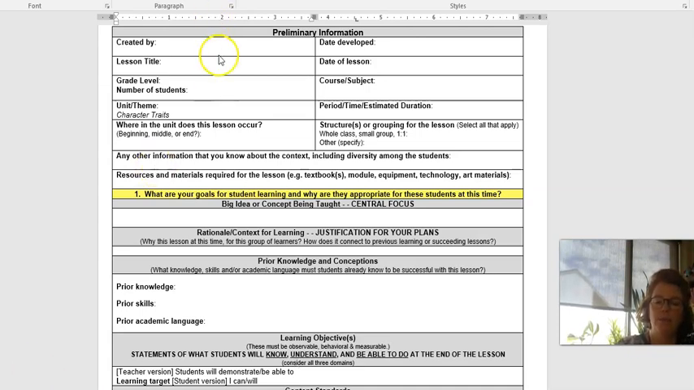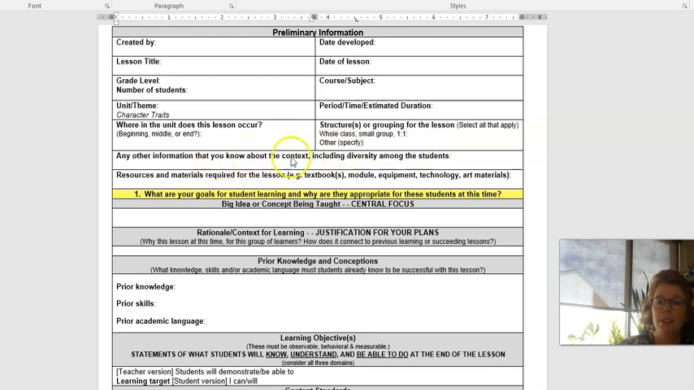So under unit, I'm not going to fill in the things which are obvious, but under unit themes, I have character traits. And we would say it's maybe a 30-minute lesson. It would maybe come in the middle. Maybe we have a small group of 6 students.